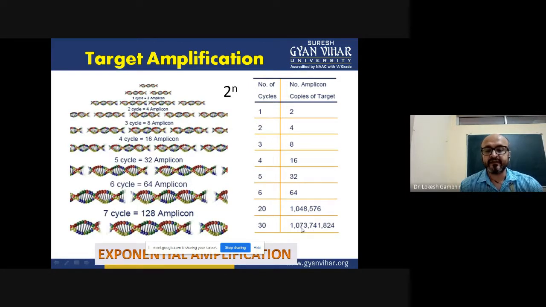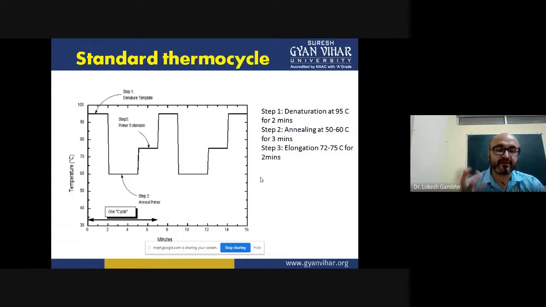After 30 cycles, what you have in your hand is almost a billion. It's almost greater than a billion copies of DNA that you have. So you have reached a substantial amount of DNA on which you can work. You can apply multiple tests, and that's the beauty of this particular PCR, that it goes for exponential amplification.